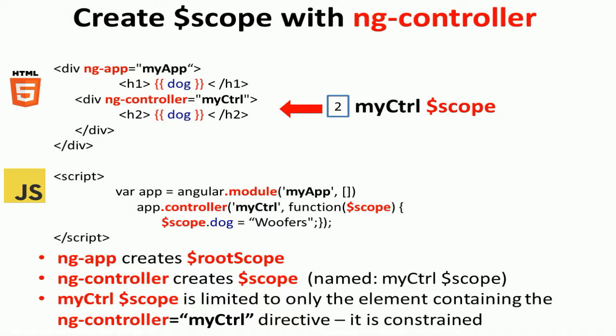Considering the rootScope is global and available to the entire Angular application, and the myCTRL scope is constrained to the view element that declares it, the scope objects follow a hierarchical arrangement resembling the HTML elements. This arrangement lends itself to a parent-child scope hierarchy. This makes rootScope the parent scope, and the ng-controller scope myCTRL scope the child scope. And it gets better. The child scope inherits from the parent scope by prototypal inheritance.